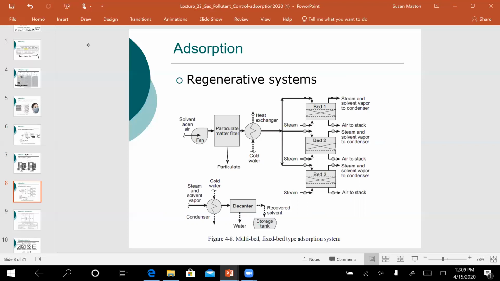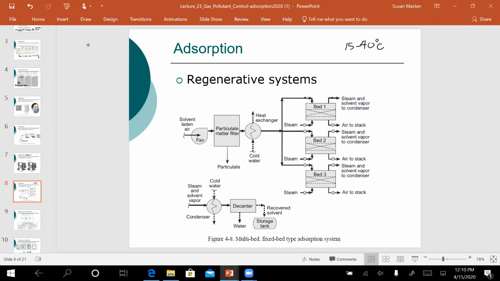Because as I said, adsorption is exothermic. So the higher the temperature, the lower the adsorption that you can achieve. So typically, we want to achieve an air temperature somewhere between 15 to 40 degrees C. So we're going to lower the temperature here to somewhere between 15 to 20 degrees. We then remove those solvents.